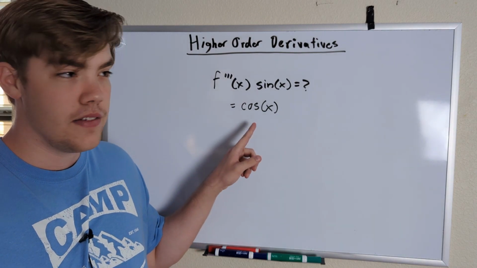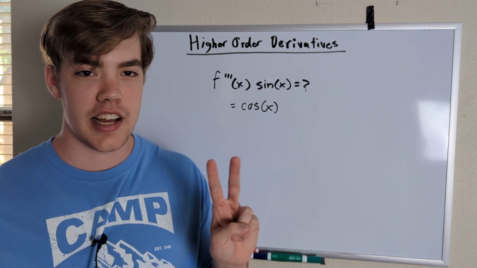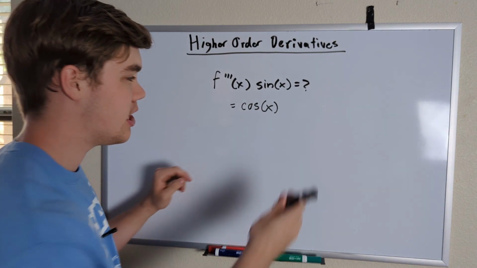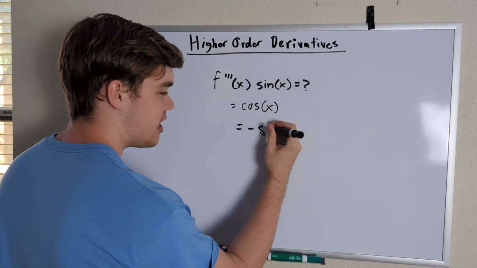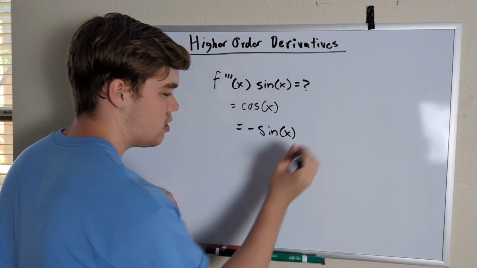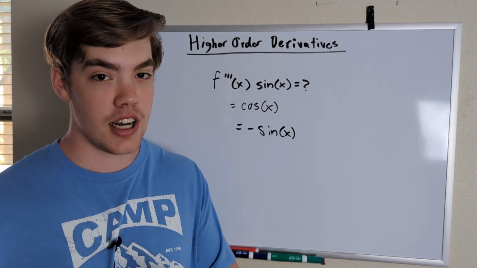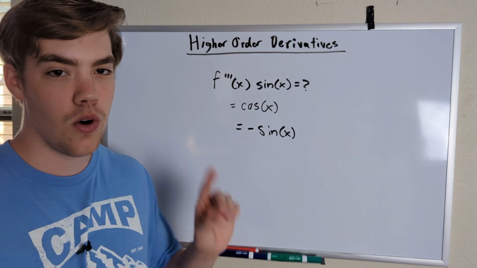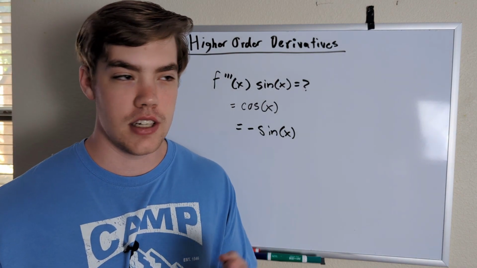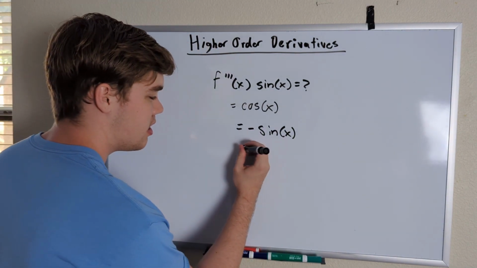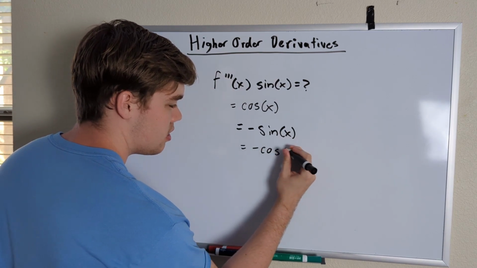Now we need to find the derivative of this function. This will get us to our second order derivative. The derivative of cosine is negative sine of x. This rule is a little bit more useful whenever you do integrals, which is coming up in Calculus 1, but we're not there yet. And then we just need to find the derivative one more time to find the third order derivative. And the derivative of negative sine of x is negative cosine of x.